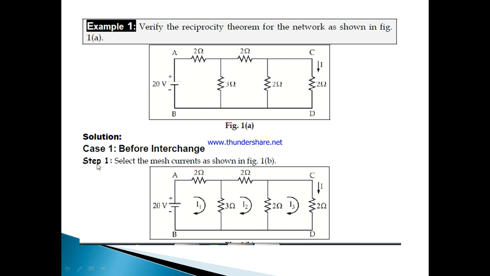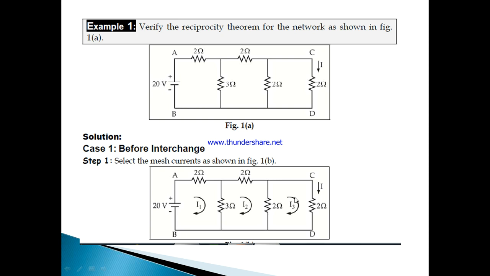For that, in step 1, select the mesh currents as shown in the figure. I am applying mesh analysis here to find the unknown current I. There are 3 loops presented in the circuit. I am assuming 3 currents in the 3 loops, I1, I2, I3, all flowing in clockwise direction. The current through the 2 ohm resistor equals the I3 current. If I know the I3 current value, then I can easily find the I value, because I3 is exactly equal to I.